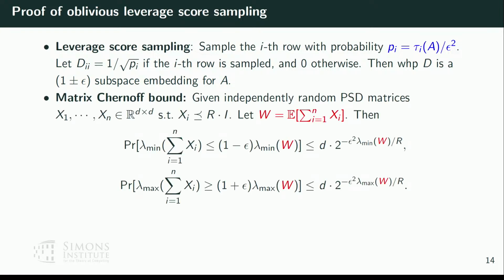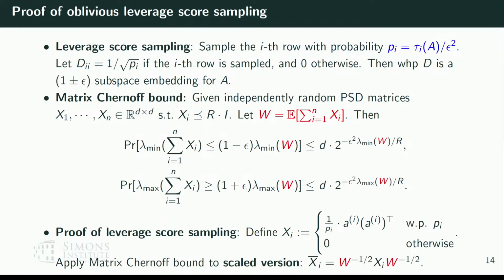And what is the standard proof for this lemma? The standard proof uses the matrix Chernoff bound, which basically says that if I have a bunch of independent random PSD matrices, x1 to xn, and they all have some upper bound, then the probability that the least eigenvalue of the sum of all these independent matrices is at most 1 minus epsilon times the expectation of these random matrices is bounded by some exponentially small probability. And we can also get a similar bound for the largest eigenvalue.